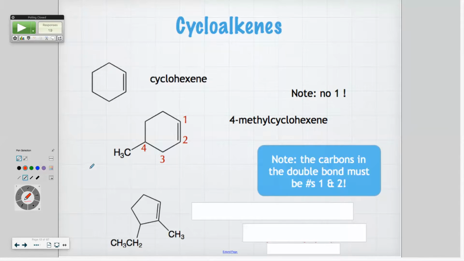All right, so we got what for our base? I'm going to write that up here. Cyclopentene. All right. How do you want to number that? Yeah, the double bond, but which way? Top down or bottom up? If you go top down, this first substituent is on carbon number. If you go bottom up, the first substituent is on carbon number.